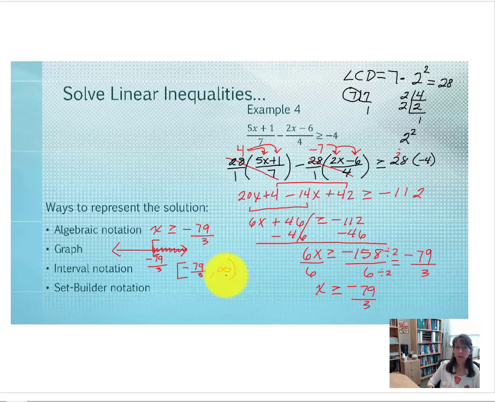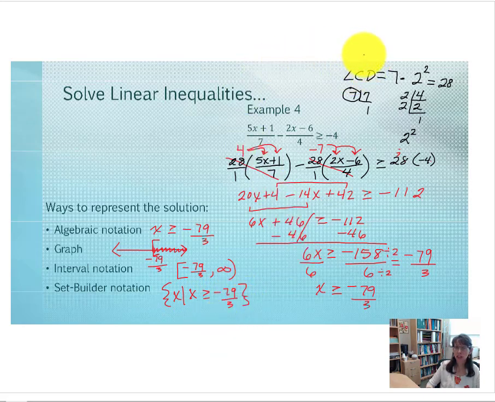So remember, whether it's negative or positive infinity, we're always using a parenthesis. I use a bracket for this number portion if an equal sign is included in the inequality. Finally, the set builder notation, our variable is x, so we want the set of x such that x is greater or equal to negative 79 thirds.